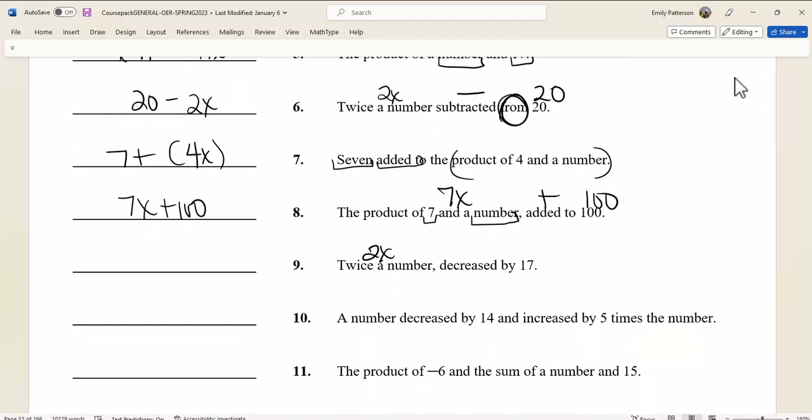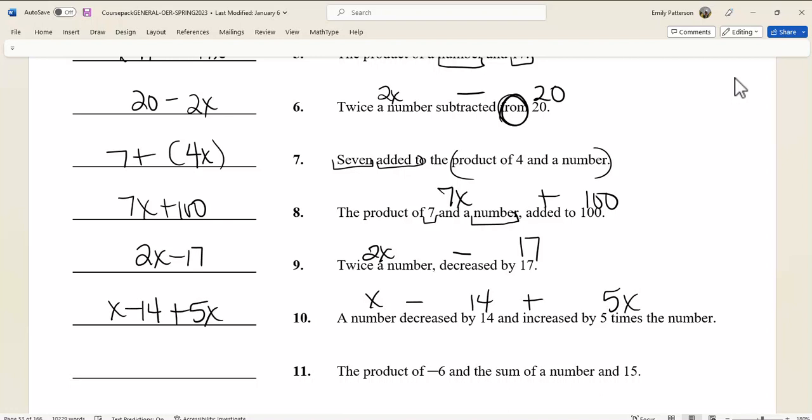Twice a number decreased by 17. That's not a red flag, so I'm going to write it out exactly as what I just said. Red flags, the less than, the from, the into, we flip. This one isn't asking for that. Next one says a number decreased by 14. Okay, it didn't ask me to decrease by a sum or a product or any operation. And increased by 5 times the number.